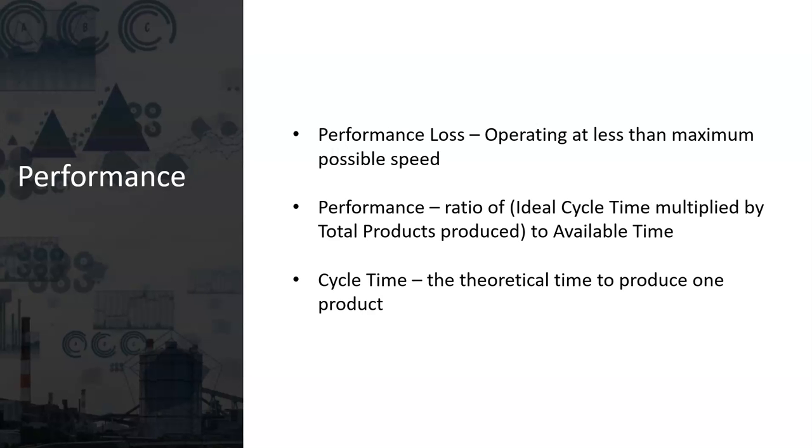Performance takes into account performance loss. This includes all factors that would cause the asset to operate at less than the maximum possible speed when running. Performance is calculated as a ratio of ideal cycle time multiplied by the total number of products produced in the shift to the available time for the shift. Cycle time is the theoretical time to produce one product.